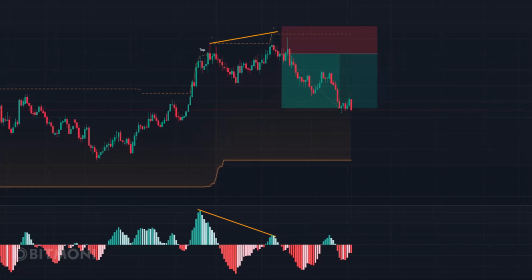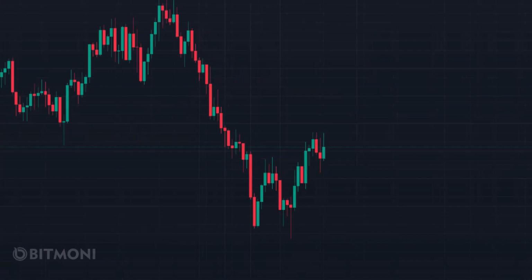In summary, the Top G indicator by Big Beluga identifies market tops and bottoms using dynamic bands and labels. Paired with MACD divergences, it helps traders spot high probability reversals and execute trades with clear entry, stop loss, and profit targets.